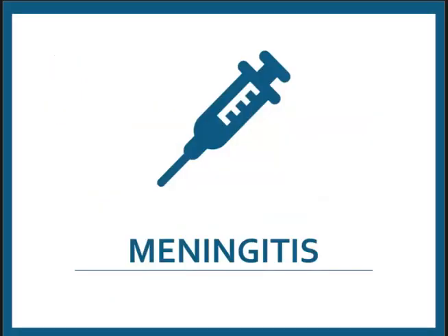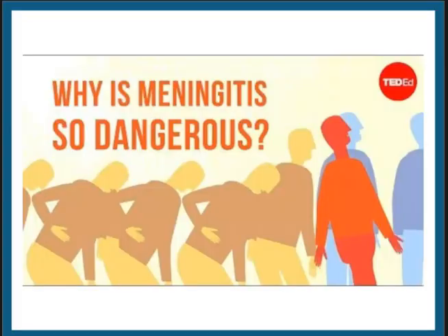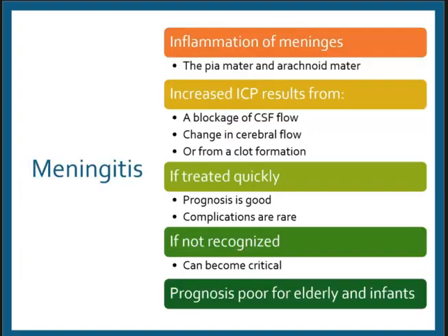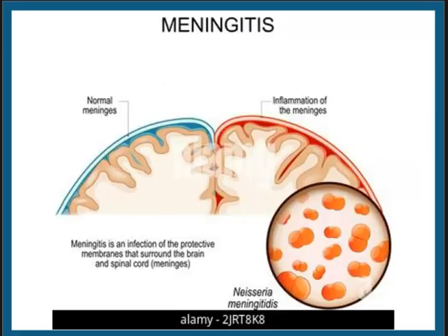Meningitis. So if we break that word down, your meninges are inflamed. So inflammation of the meninges, the pia mater and the arachnoid mater. If we look at this picture, your meninges are right here. If they are inflamed, it's going to be pushing on the brain. So they'll have increased intracranial pressure.